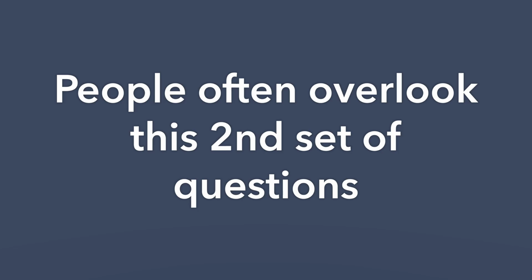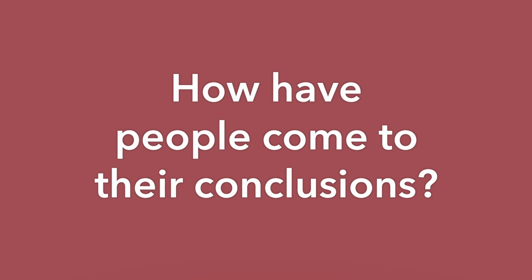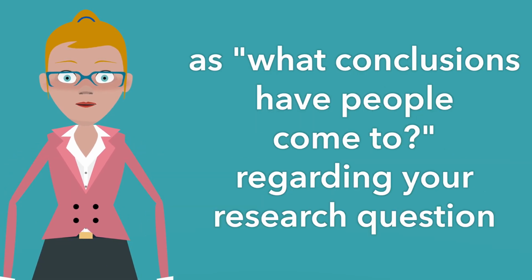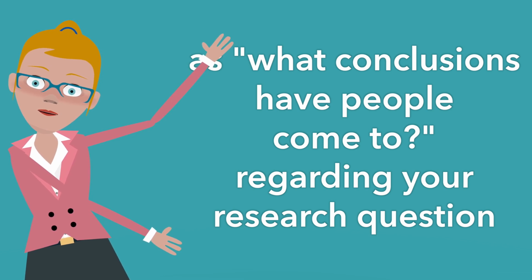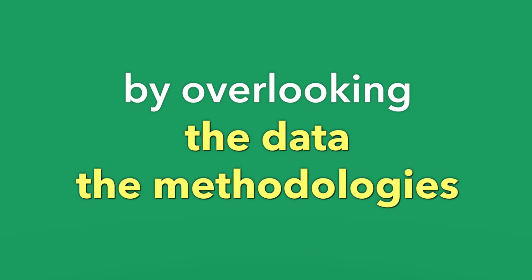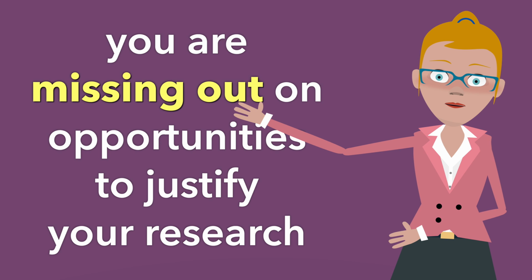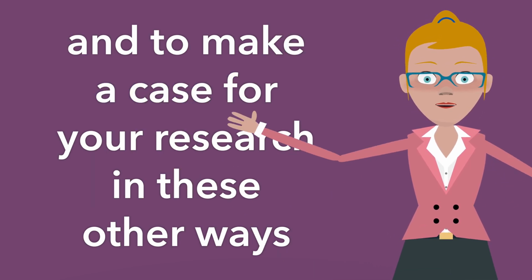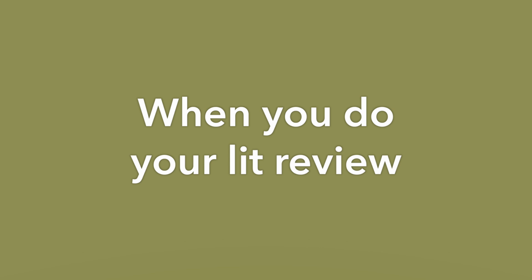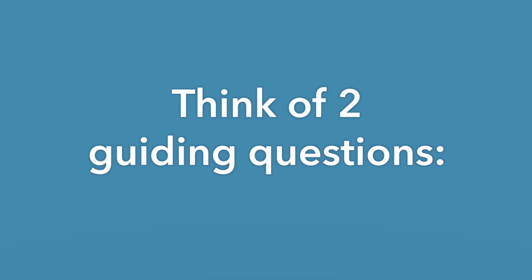So people often overlook the second set of concerns, which is how have people come to their conclusions. We often only think of the literature review as what conclusions have people come to with regard to your research question. But in fact, by overlooking the data that they use and the methodologies that they use to come to their conclusions, you're missing out on opportunities to justify your research and to make a case for your research in these other ways.